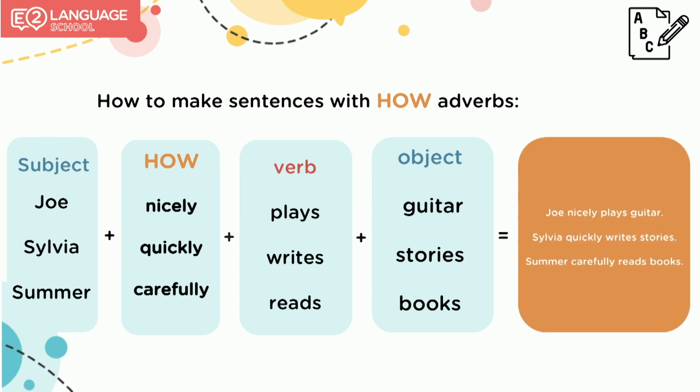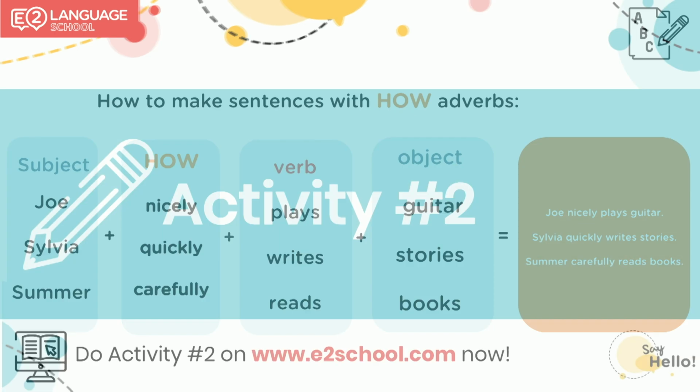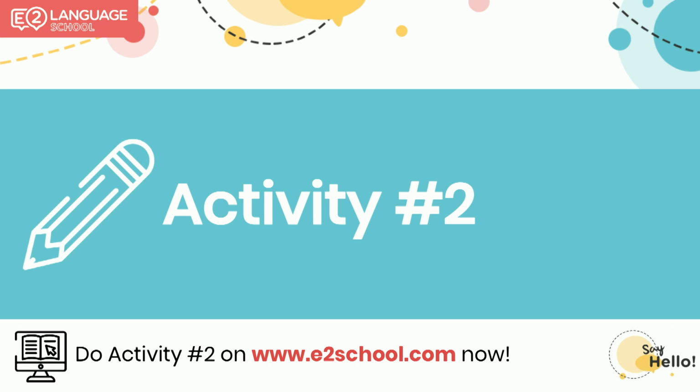But some of these sentences sound a little bit strange. So Joe nicely plays guitar doesn't quite work. Joe plays guitar nicely sounds perfect. Sylvia quickly writes stories is okay, and Summer carefully reads books. So it is possible, but it's not a good way to do it.